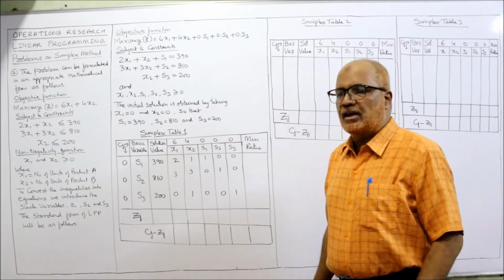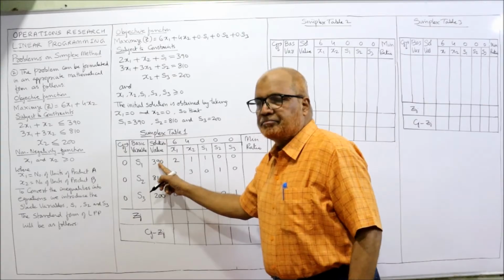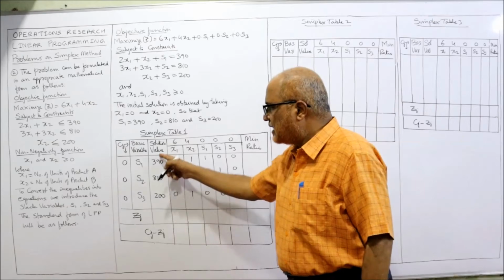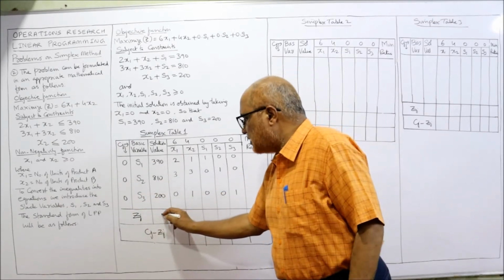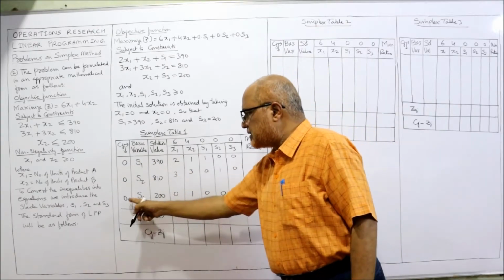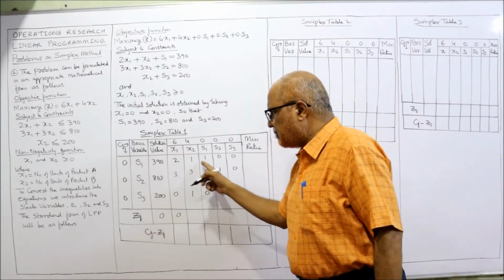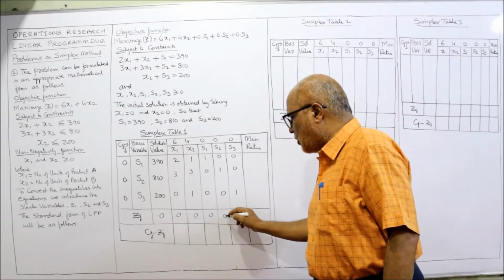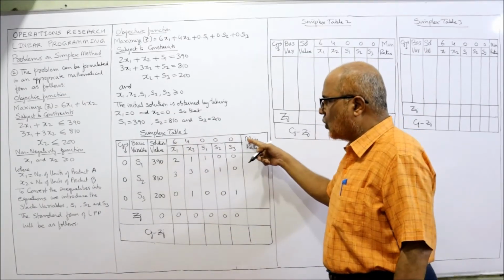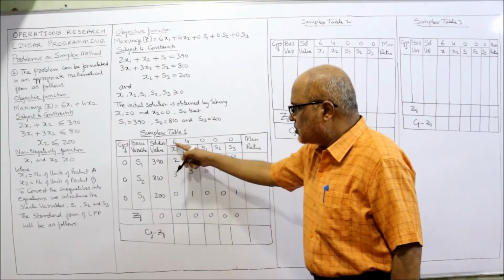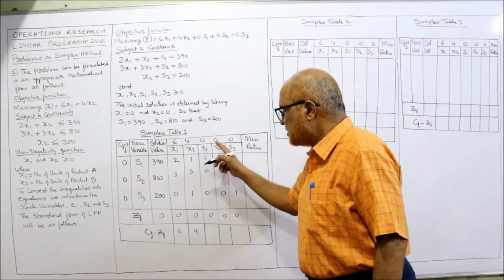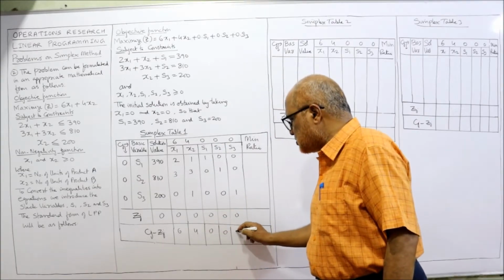Now Zj we have to find out. Multiply the Cj with the variable values. 0 into 390, 0. 0 into 810, 0. 0 into 200, 0. When anything is multiplied by 0, you will get 0. So ultimately 0. Second column: 0 into 2 plus 0 into 3 plus 0 into 0, 0. Anything multiplied by 0 will become zero. Now Cj minus Zj. Cj is there in the first row and Zj in the last row. So 6 minus 0, 6. 4 minus 0, 4. 0 minus 0, 0, 0, 0.